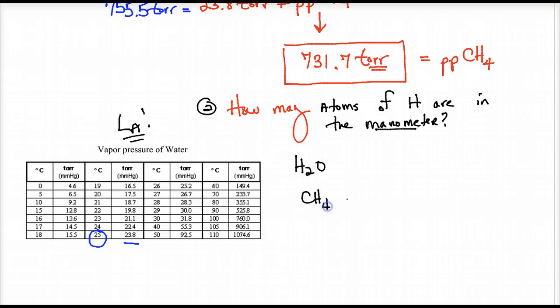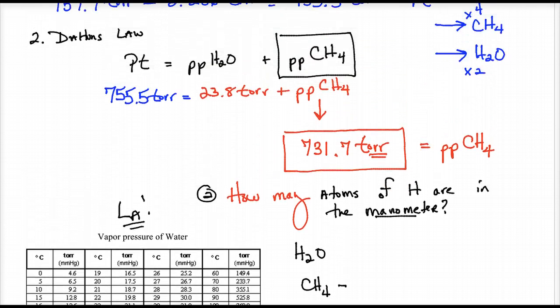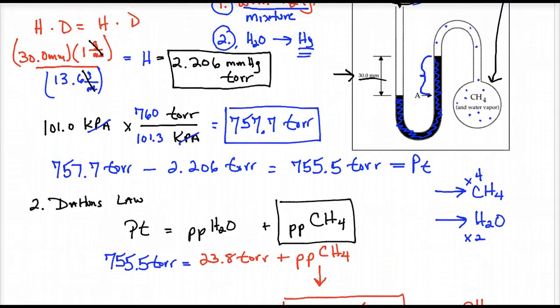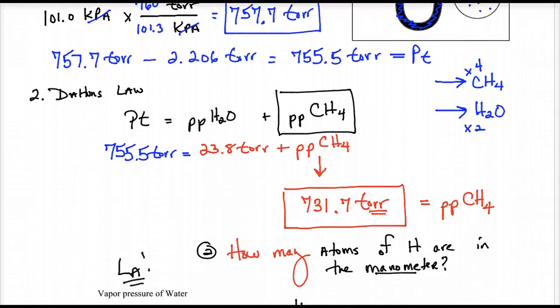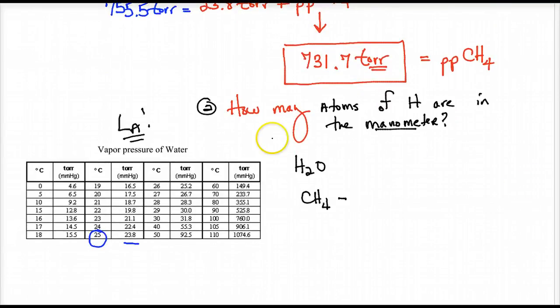Both have hydrogen. So let's start with methane. And I'm going to start on a new page. Okay, now before I do so, I should know the partial pressure of the methane. And we found the partial pressure to be 731.7 torr.